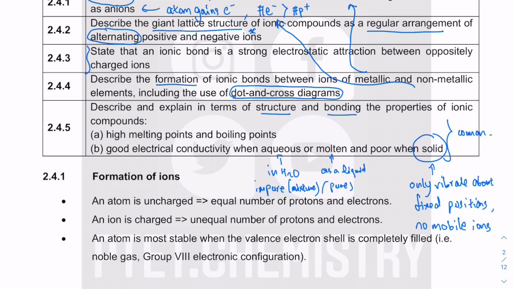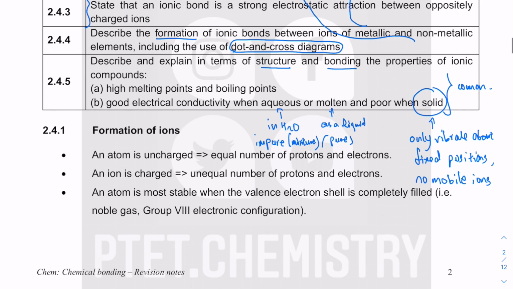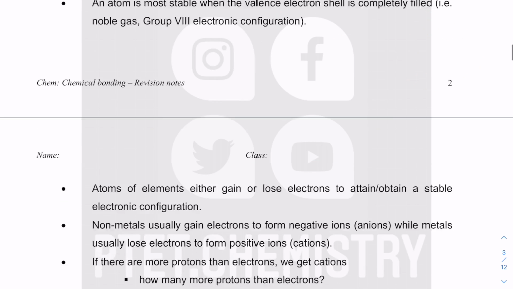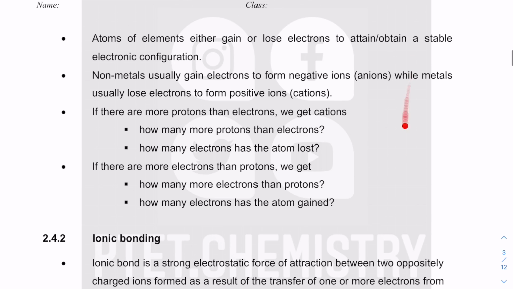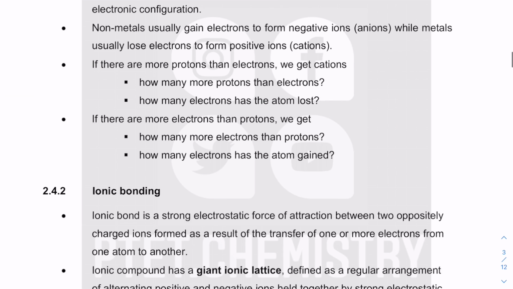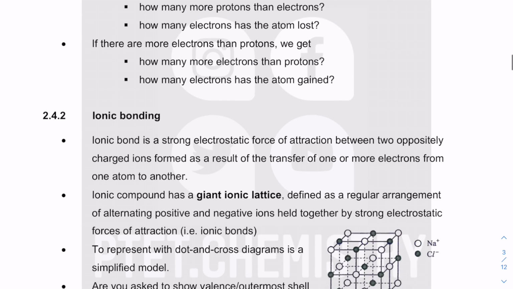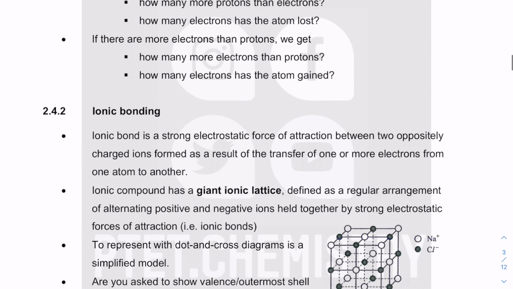All right. So moving on to the first bit, formation of ions, we talk about an atom being uncharged. So we have an equal number of protons and electrons. An ion is charged, that means when you have an unequal number of protons and electrons, you want to gain or lose electrons in order to achieve noble gas group 8 electronic configuration. I mentioned all of these already, and it's just a recap of your atomic structure, so you should be very happy with those. If you are not, then you should really recap those until you're happy with it.